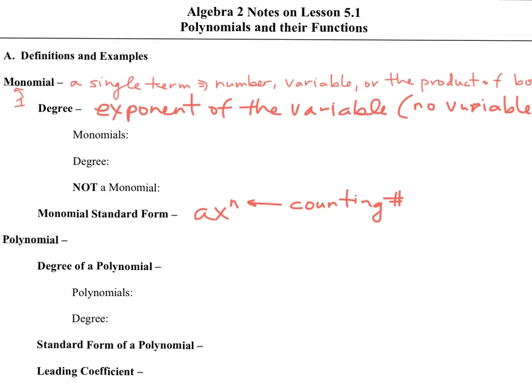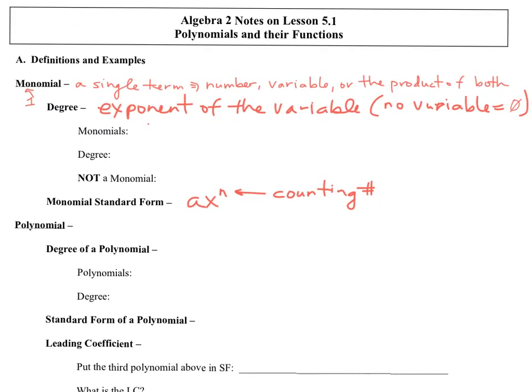Our first monomial is 7. We call that a constant. If you've ever heard of a constant before, we'll get more into that in a little bit. Another monomial would be 3x. That is a monomial. It is one term. Another monomial would be negative 10x to the 6th. Another monomial would be 1/3 x squared. And another monomial would be 5 to the 4th.